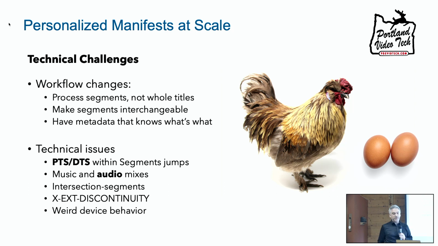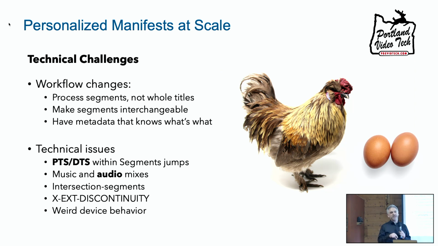Other challenges we found out: if PTS and DTS within HLS segments jump, most clients are fine with it, but Android TV and some other clients will just stop playing or show a black picture. Another issue is if segments are not exactly the same length. If you're replacing a 5-second segment with a 10-second segment, and there is background music, it's kind of complicated.